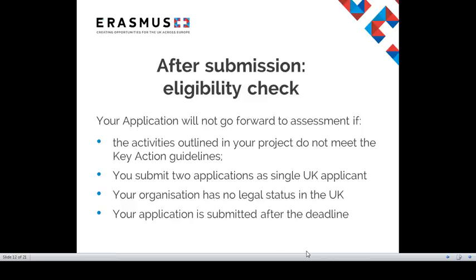Also, your application won't go through to qualitative assessment if your organisation has no legal personality in the UK. So if you apply, you have to be able to evidence that your adult education organisation is legally registered in the UK and has separate legal personality, which means that there is a legal distinction between the owner of the organisation and the business itself. And obviously your application won't be eligible if you submit it after 11 AM on the 2nd of February 2017. Also, as I've said, have a look at the full list of eligibility criteria and make sure you read the program guide and our guide for applicants for further details on each of these criteria.